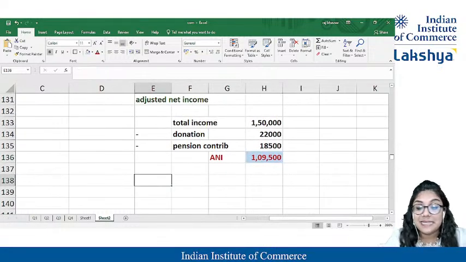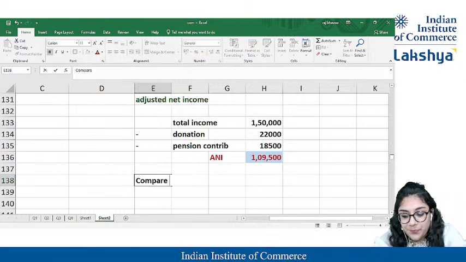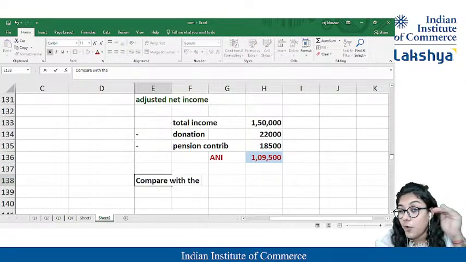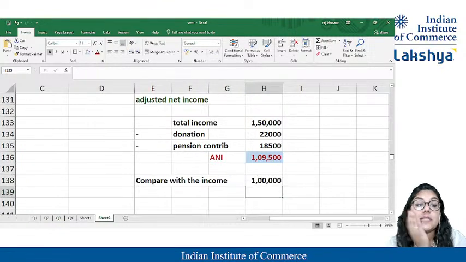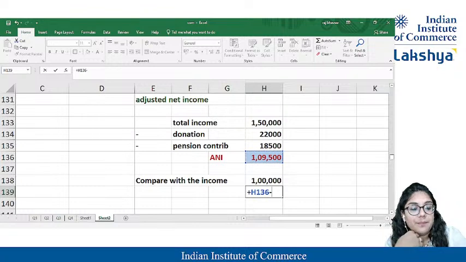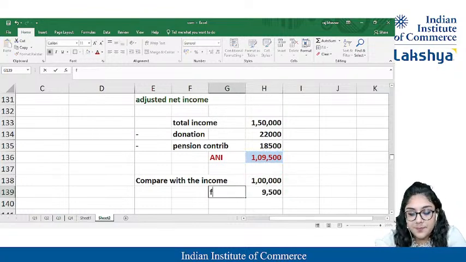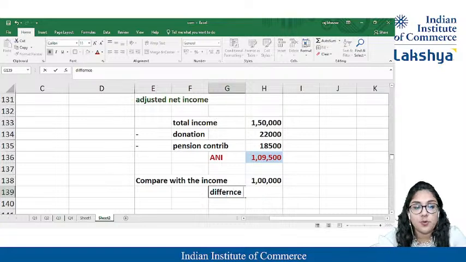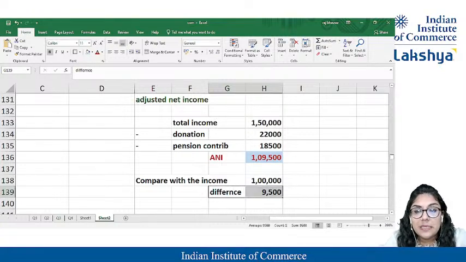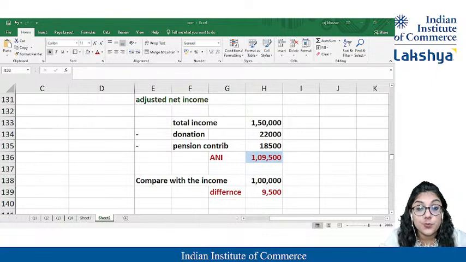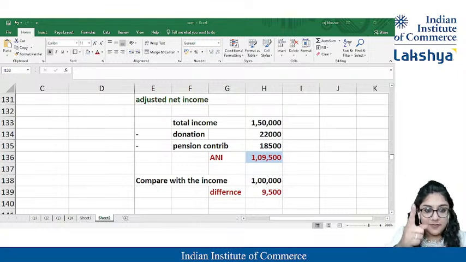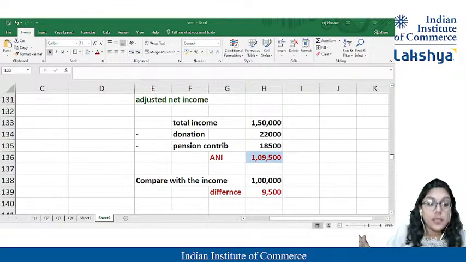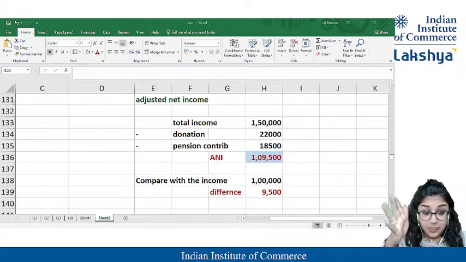What I have to do, guys, is compare it with the normal income limit. What is my limit of income? It's just 1 lakh. You will say, the income limit was 1 lakh, but you have earned something more. How much more? 9,500, that is the difference. When you get the difference, as students, we have to analyze. You have earned more now, so this much personal allowance you will not get. That means this 9,500 you will not get.